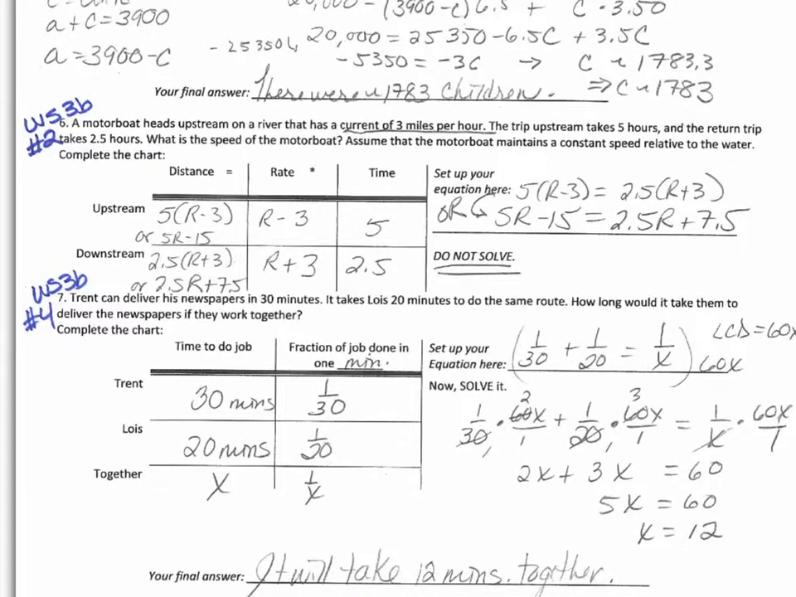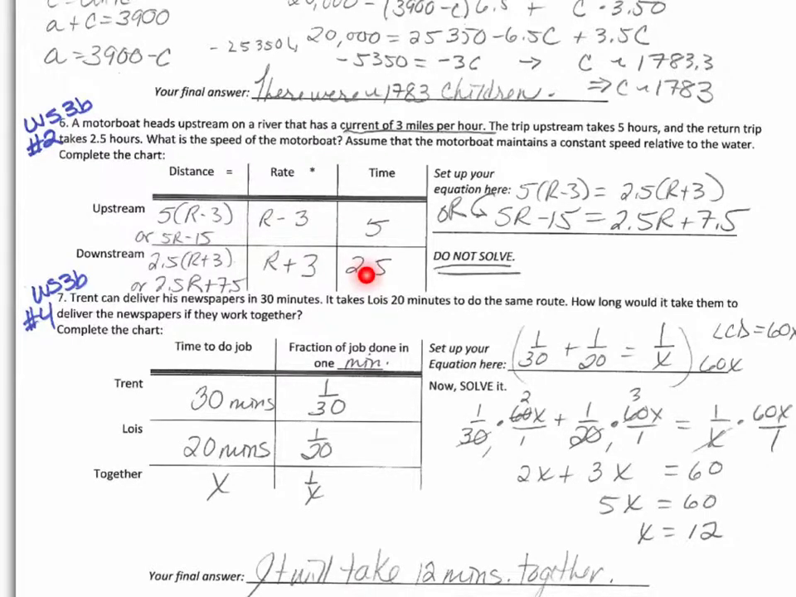For the motorboat, we have a current of 3 miles per hour upstream. Remember, the boat has a certain speed that it is set at, and when you're going upstream, the current is pushing it backwards. So whatever rate the boat is going, and we don't know that, we subtract the current. When you're heading downstream, it's pushing you along, so whatever rate you're going plus the rate of the current. They tell you the times and you fill those in.